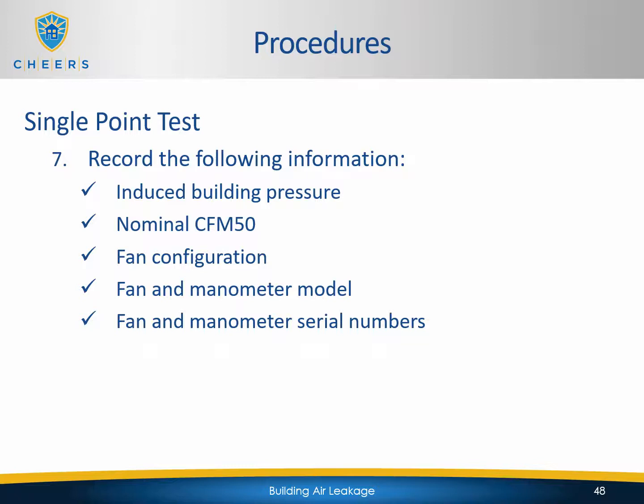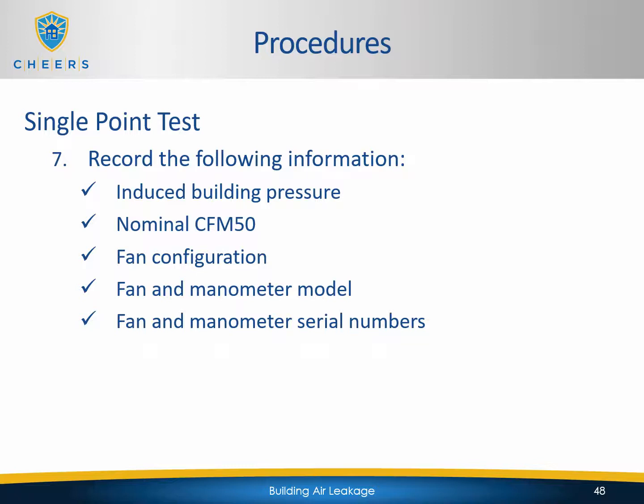You're then going to record the nominal CFM50. On the gauge itself, it's not only going to read the induced building pressure, but it's also going to read the airflow through the fan in CFM50. So you're going to write down that value.